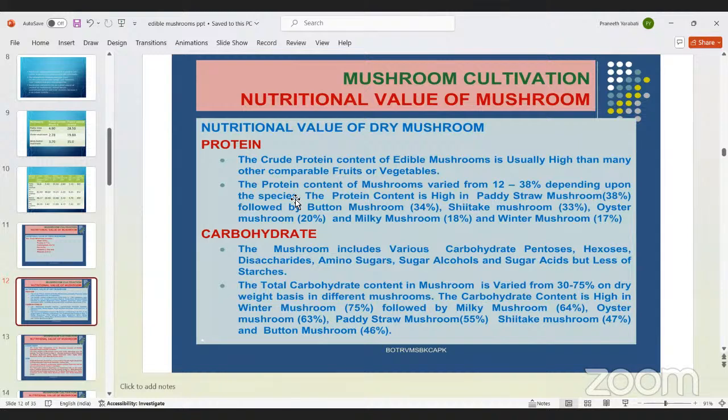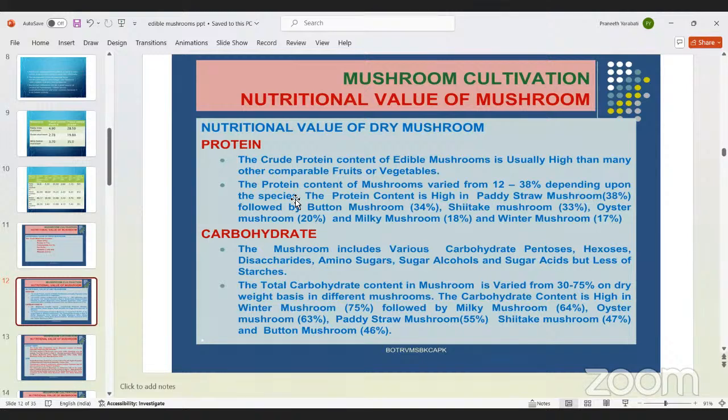Next one is the carbohydrates. The mushroom includes various carbohydrates like pentoses, hexoses, disaccharides, amino sugars, sugar alcohols, sugar acids, but less starch. The total carbohydrate content in mushrooms varies from 30 to 75% on dry weight basis in different mushrooms. The carbohydrate content is high in winter mushroom, followed by milky mushroom. Next, oyster mushroom, that is 63%, Paddy straw mushroom 55%, shiitake mushroom 47%, and button mushroom 46%.